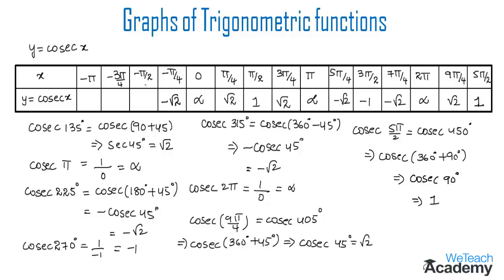And then cosecant minus pi by 2 will be equal to minus of cosecant pi by 2. So minus of 1, which is minus 1. And then the value for cosecant minus 3 pi by 4 will be equal to minus of root 2. So here we get minus root 2.